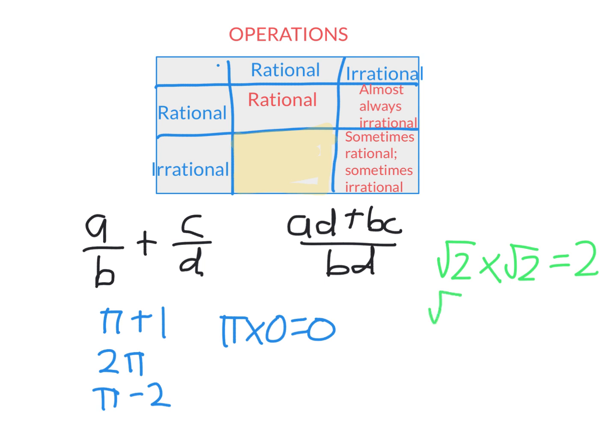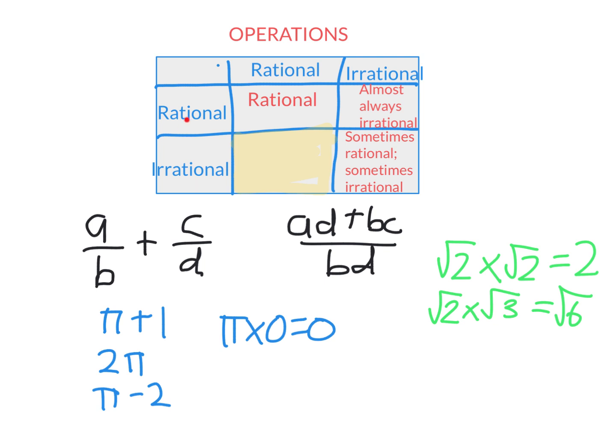But if I were to multiply, say, root 2 and root 3, I get the square root of 6. Now, the square root of 6 is a non-perfect square, so this is irrational. So when you are performing operations with 2 irrational numbers, sometimes you get a rational answer and sometimes you get an irrational answer. So this logic actually leads us to conclude there are actually more irrational than rational numbers.